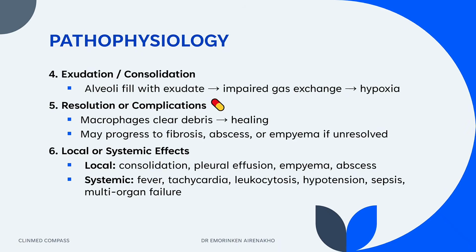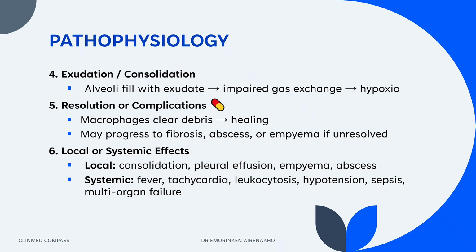In the fourth stage, which is the exudation and consolidation, the alveoli are filled with protein-rich exudates, white blood cells, and debris. This consolidation impairs gas exchange, reducing oxygen diffusion and resulting in hypoxia, which is a key clinical feature of pneumonia. If all goes well, we now get to the stage of resolution, which is the fifth stage.